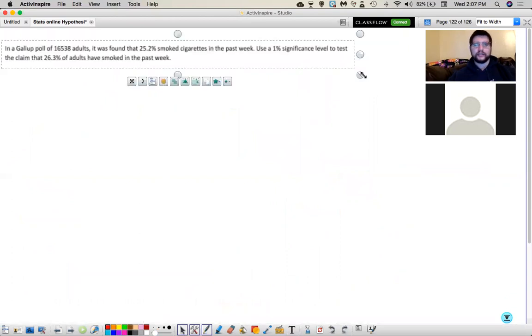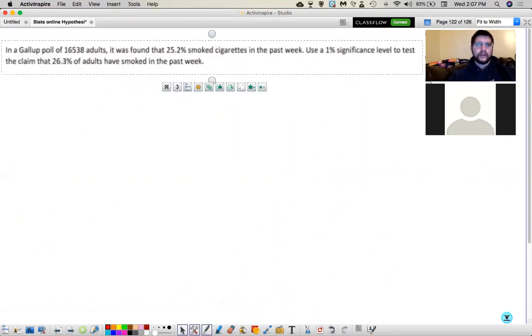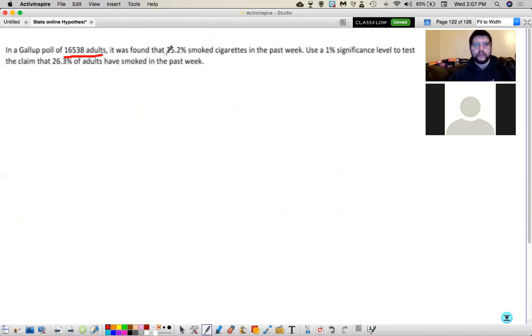Last hypothesis test. Gallup poll, we had 16,538 adults, 25.2%. So that's again going to be a P test here. Smoked cigarettes in the past week. These are 1% significance level test claim that 26.3% of adults have smoked the past week. So that's actually a two-tailed test finally. 26.3% smoked, so that's equals.